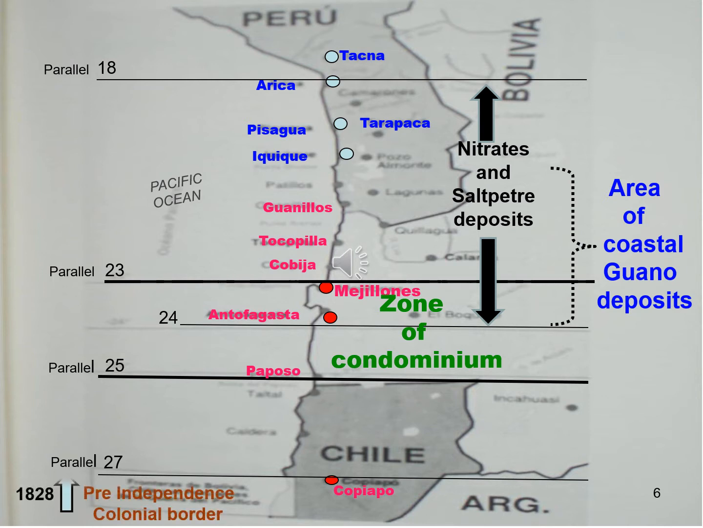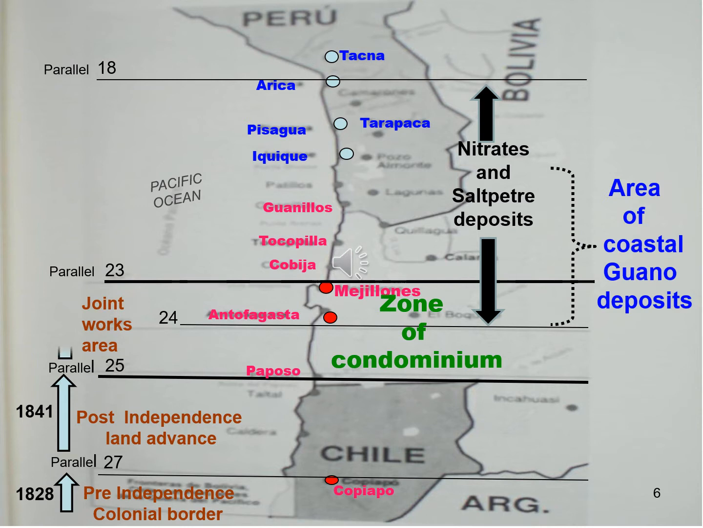The ascending arrows on the left show the Chilean border at different times, starting in 1828 as the colonial pre-independence border at parallel 27. By 1841, Chile argued and advanced its territory from the Copiapó to the Paposo River. The Treaty of 1866 gave Chile working rights up to parallel 23, and by the end of the war, Chile had moved to parallel 18.